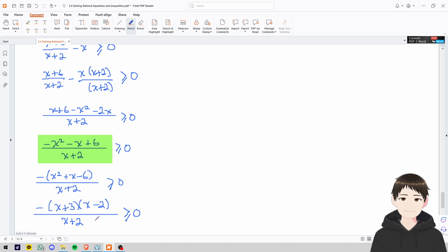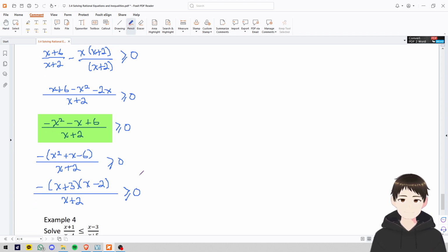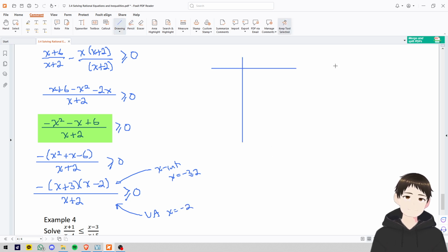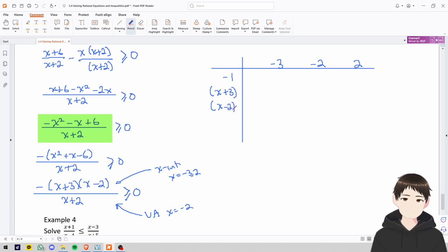From here, when is this function going to be positive? Well, I'm going to look at the numerator for x-intercepts. I'm going to look at the denominator for vertical asymptotes. The x-intercepts, I have to check -3 and 2. The vertical asymptote, I have to check for -2. Let's do it. -3, then -2, then 2. I have a -1 as my numerator, followed by an x plus 3 and an x minus 2. My denominator has x plus 2, and my overall function, just for ease of viewing.